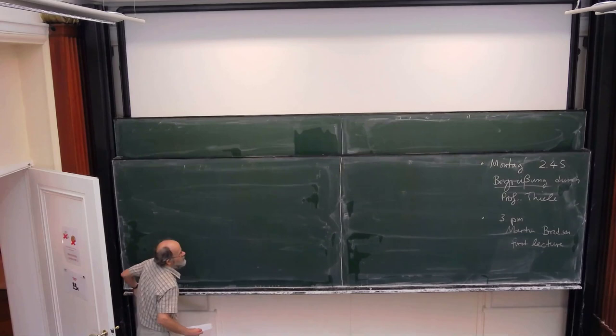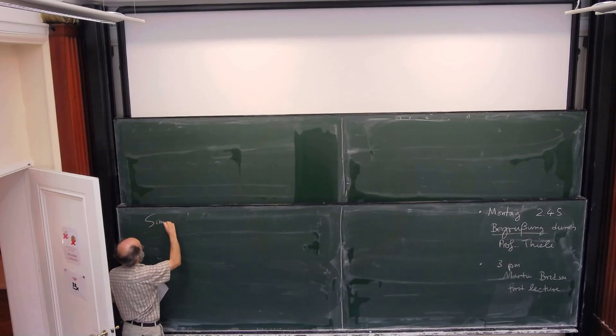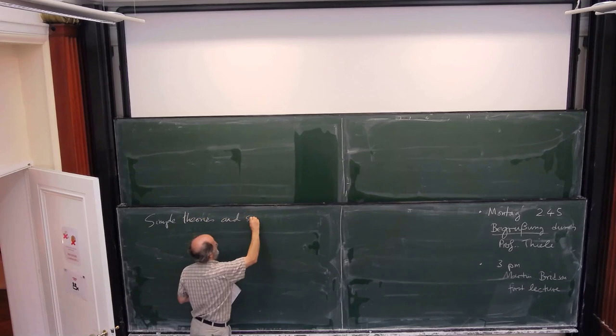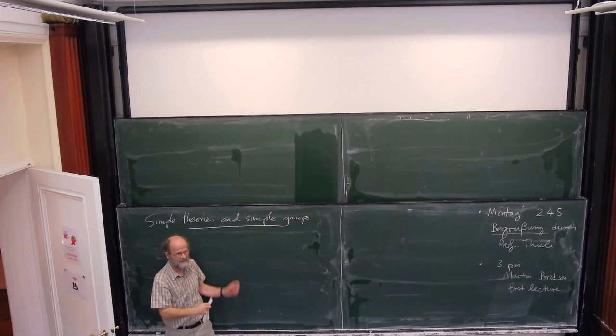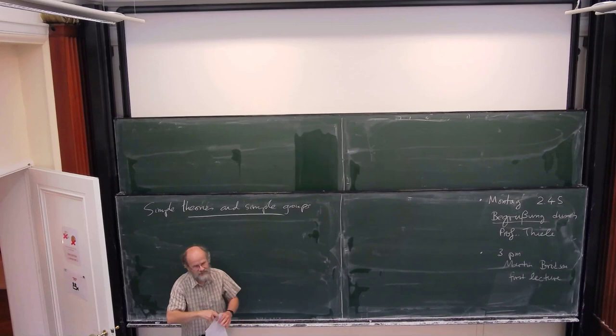So my final talk will be on simple theories and simple groups. And I stress the word simple is being used in two different ways here: a model theory meaning and a group theory meaning. So I talked a little bit yesterday about stable theories.